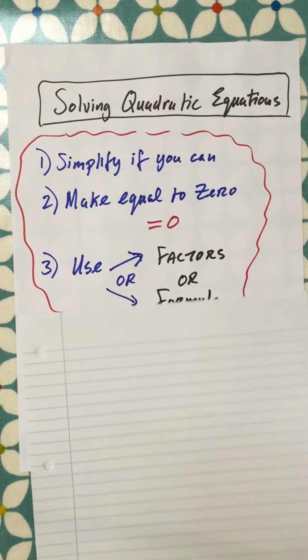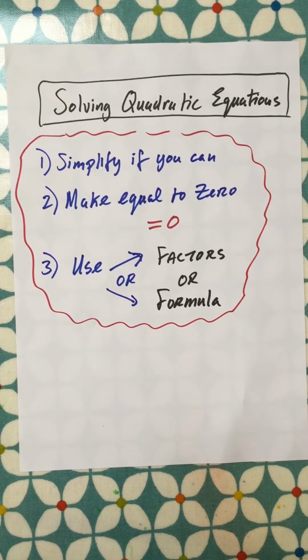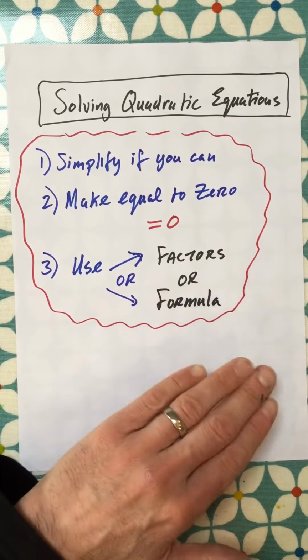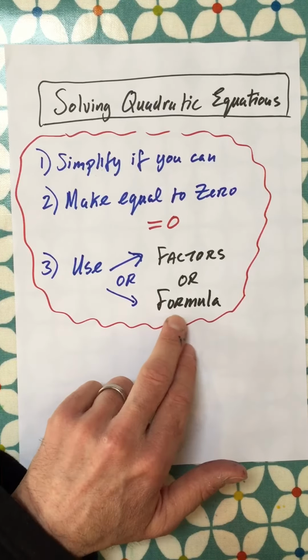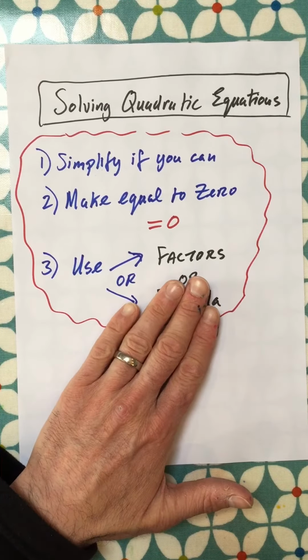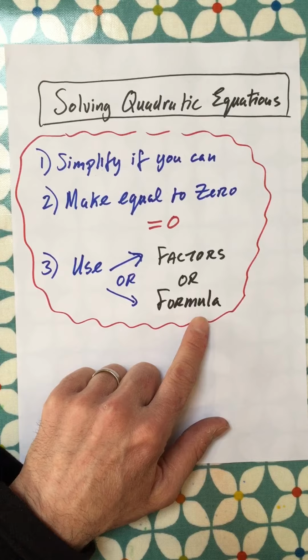And then the third step is the most difficult step, and that is you either have to use one of two methods. The first method I'm going to show you is how to use factors to solve quadratic equations. And then in a later video, we're going to show you how to use the formula. There's a thing called a quadratic formula. You should try to do factors most of the time because it's quicker. However, sometimes factors don't work, and you have to use the formula.